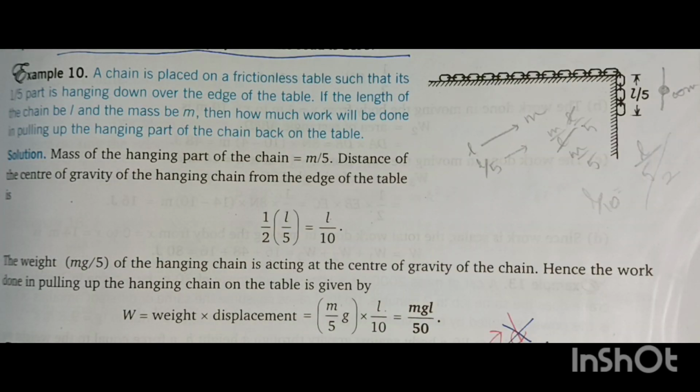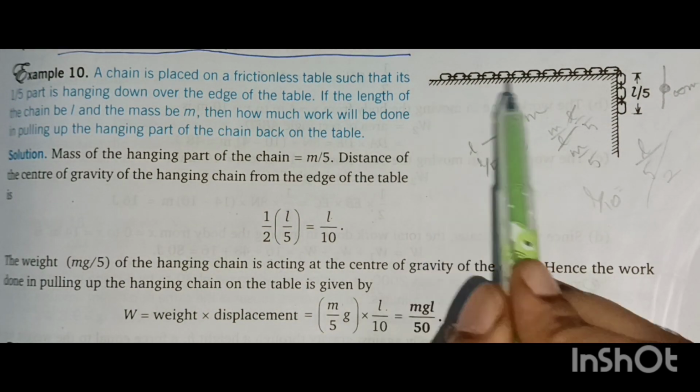A chain is placed on a frictionless table such that its 1 by 5 part of it is hanging down over the edge of the table. If the length of the chain be L and the mass be M, then how much work will be done in pulling up the hanging part of the chain back on the table?